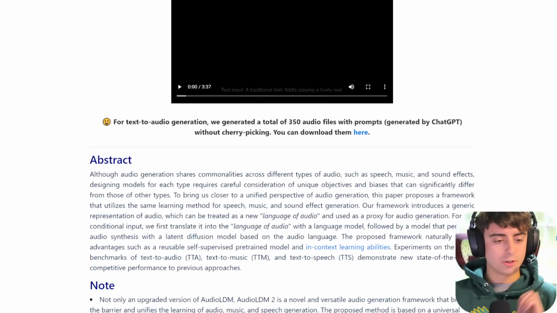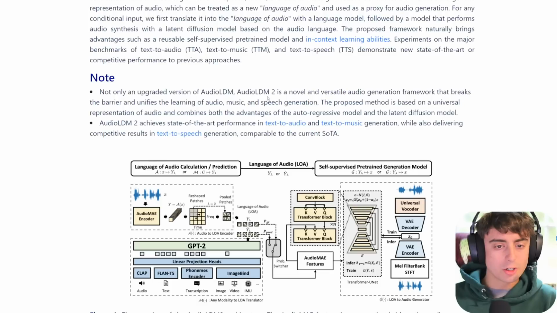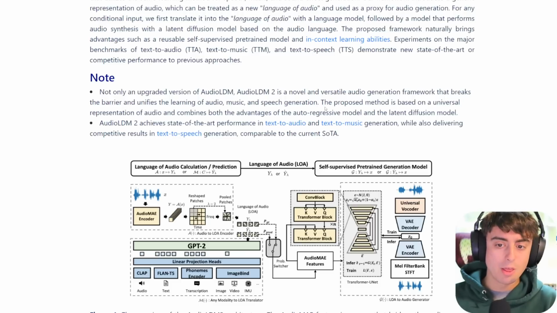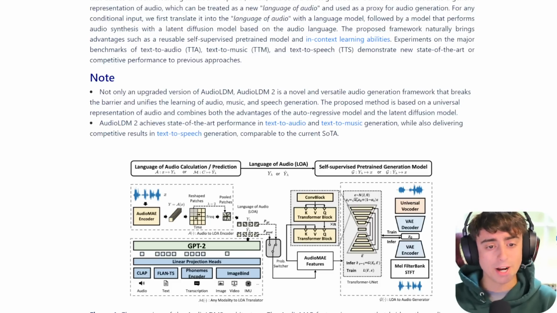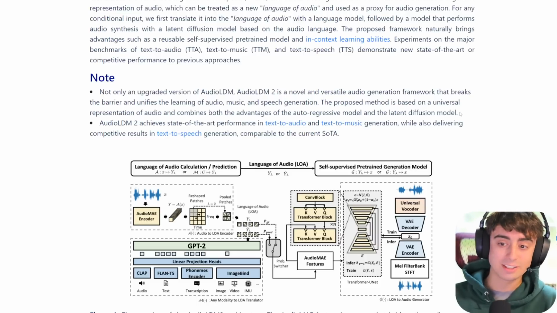The fact that it can do a wide variety of tasks is pretty impressive. AudioLDM 2 is a novel and versatile audio generation framework that breaks the barrier and unifies the learning of audio, music, and speech generation. The proposed method is based on a universal representation of audio and combines both the advantages of the autoregressive model and the latent diffusion model.